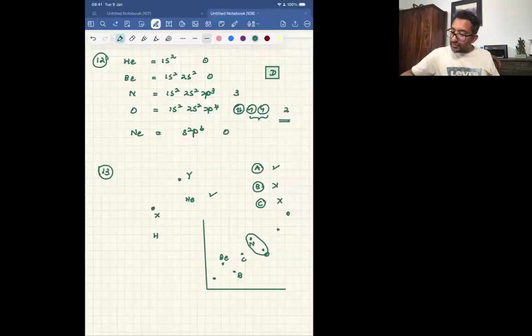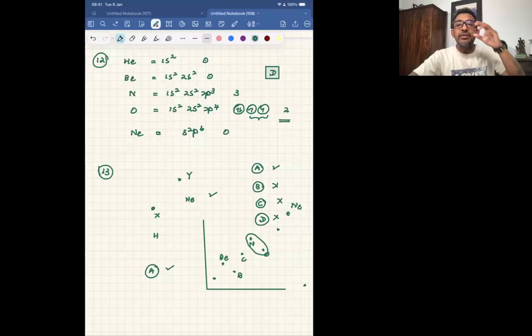Neon and sodium. Neon is here, sodium is the next one. There's a significant drop. D is also wrong. So the only answer is A. Right. Okay. So that will bring us to the end of this one. In the 12th question, why have they asked about the ground state?